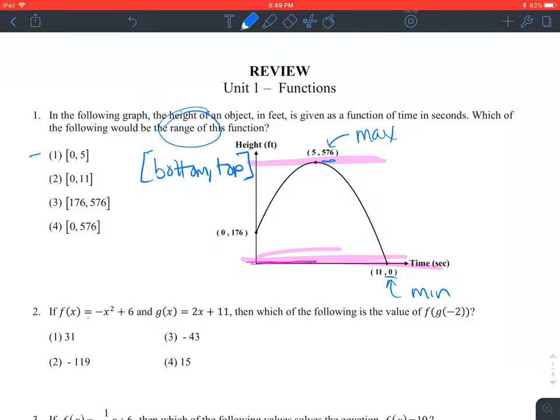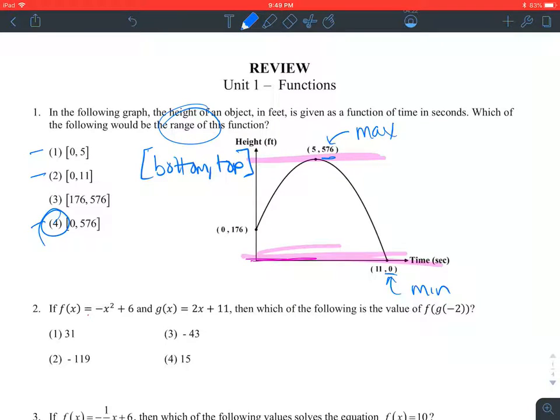I can see 3 of them have 0 for a minimum, but only one of them has 576 for maximum. So the answer choice 4 would be correct here.